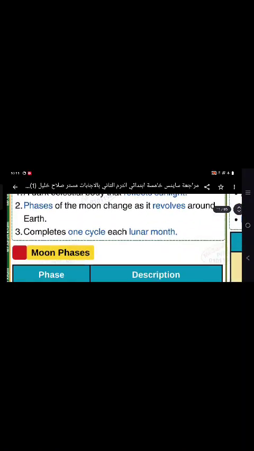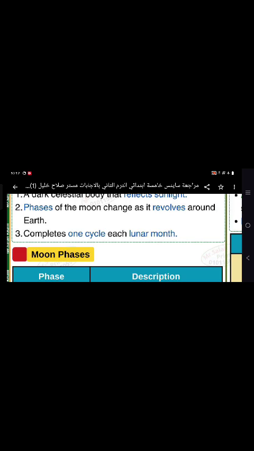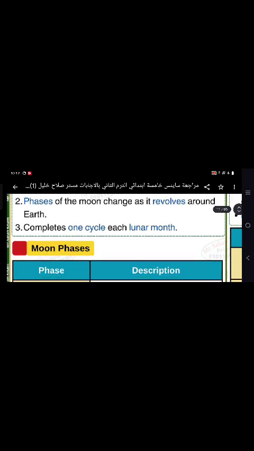Okay, let's move forward to the moon. It is a dark celestial body that reflects sunlight. It doesn't have its own light; it reflects the sunlight. The phases of the moon change as it revolves around the Earth, and they complete one cycle each lunar month.